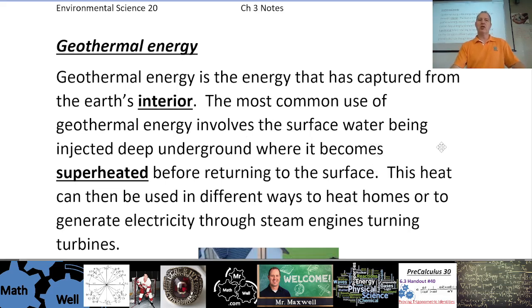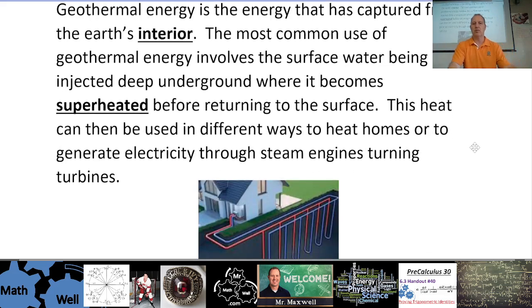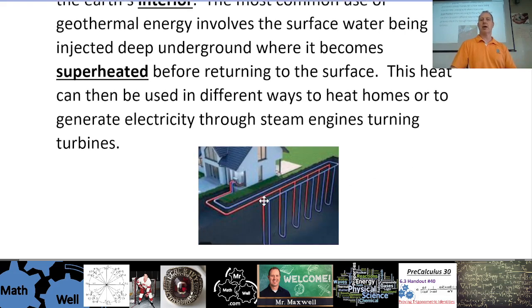The most common use of geothermal energy involves the surface water being injected deep underground where it becomes superheated before returning to the surface. There's a little picture here of a geothermal setup for a typical house situation. This heat can then be used in different ways to heat homes or to generate electricity through steam engines turning turbines.